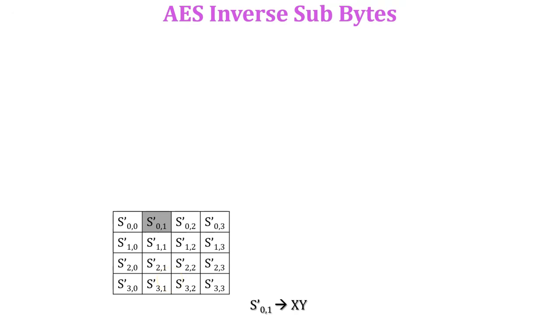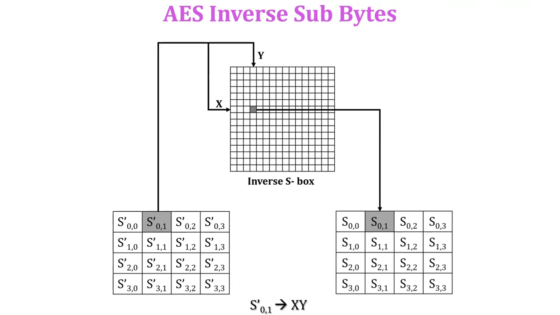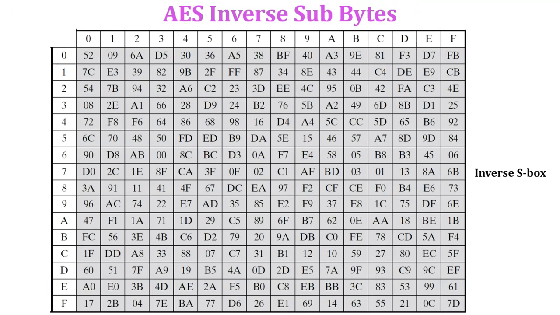Now look up this value in the inverse S-box table. For example, this is my inverse S-box table. Here X indicates the row and Y indicates the column in the inverse S-box. Here X and Y intersect in the inverse S-box table. That intersect value replaces the value of S-01 position. So it is called inverse sub bytes. Next, this is the AES inverse S-box table.